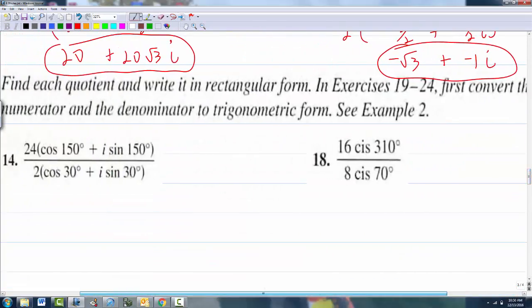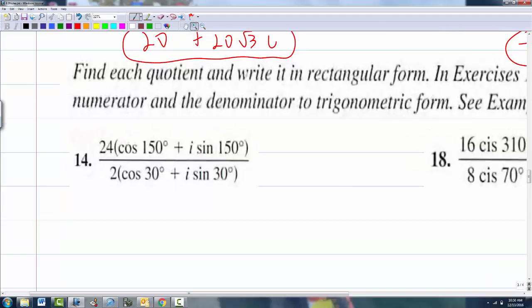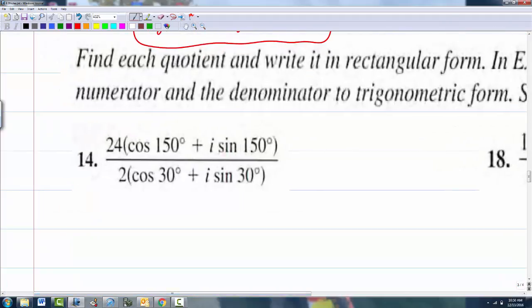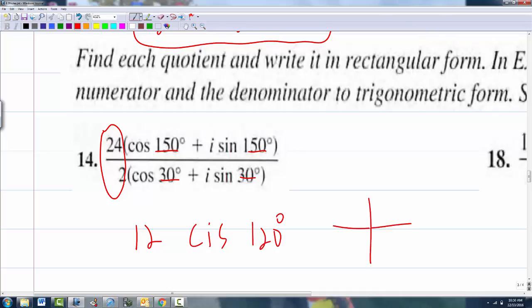Okay, and then it goes to this one. Oh, gee golly. This is why I really love this, because I hate rationalizing denominators and getting i's out of denominators. So this is why I really like this math. What do you do with the 24 and the 2 now that we have division? Divide. What do you do with the 150 and the 30? Subtract. 120. And now we're in chapter 3 again.